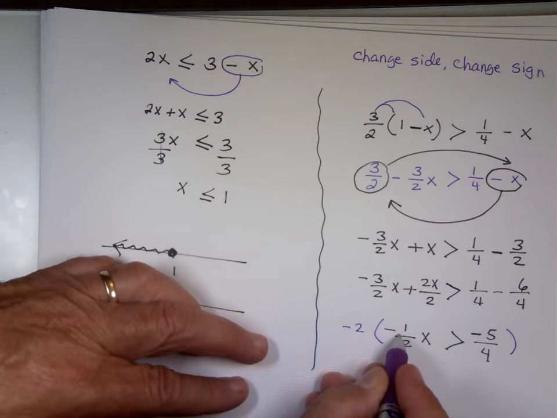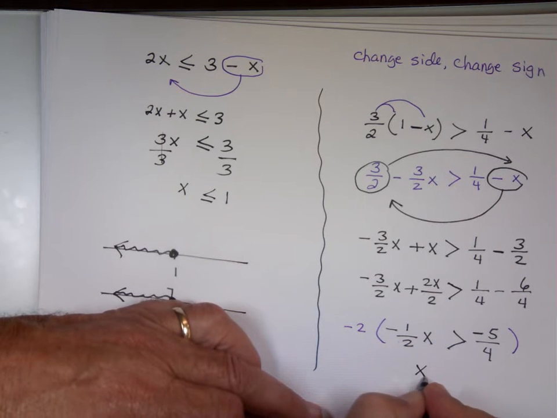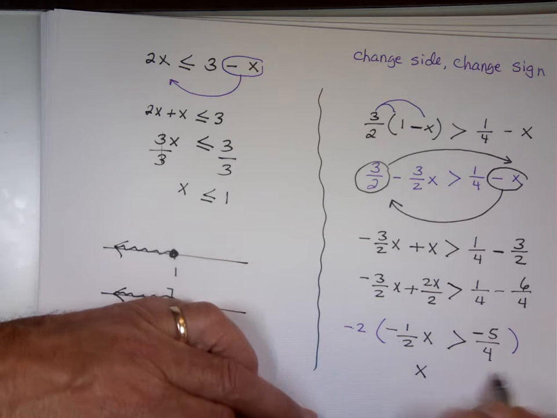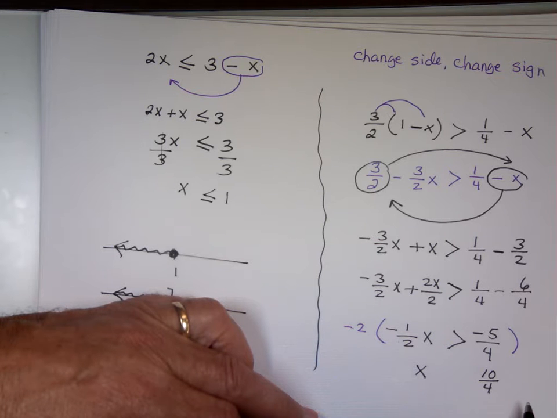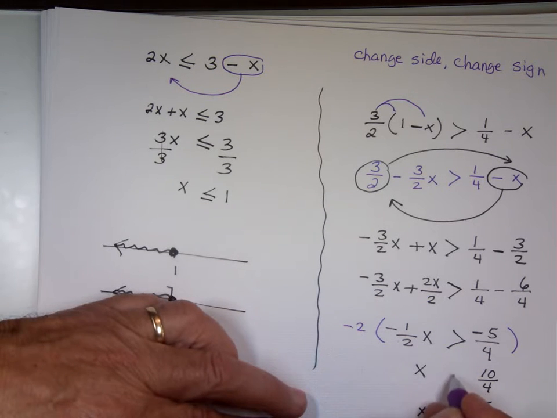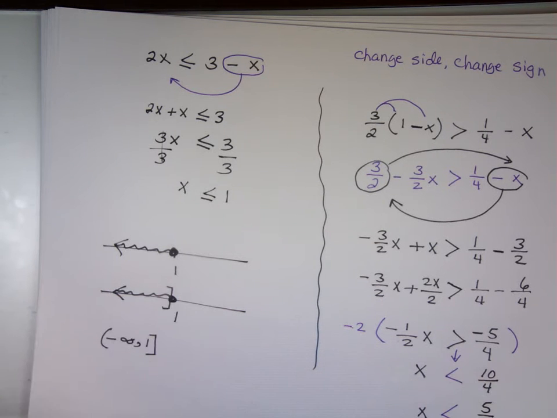What's a negative times a negative? 2 over 2 x. Positive 10 over 4, which if you simplify, that's what? 5 over 2, right? Notice I didn't write anything here. I left it, because you switch the sign when you divide by a negative. When you divide or multiply by a negative number, you must switch the sign of the inequality.